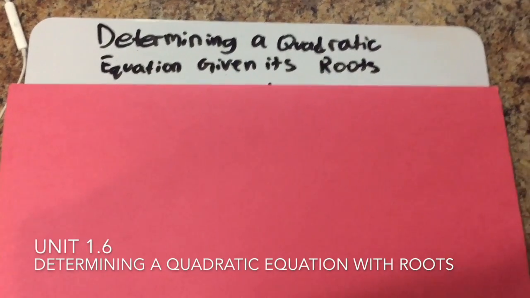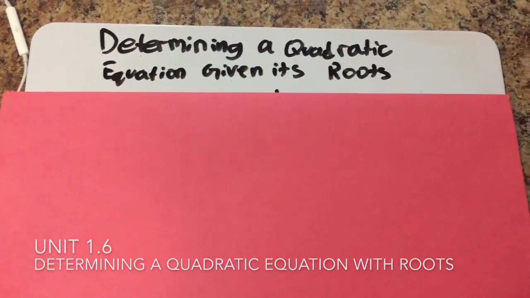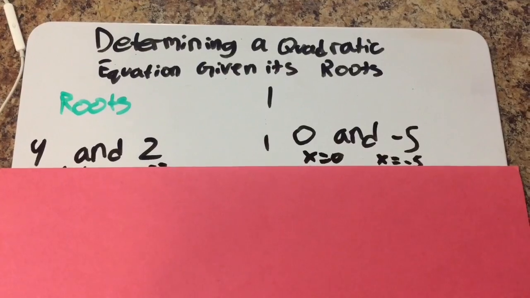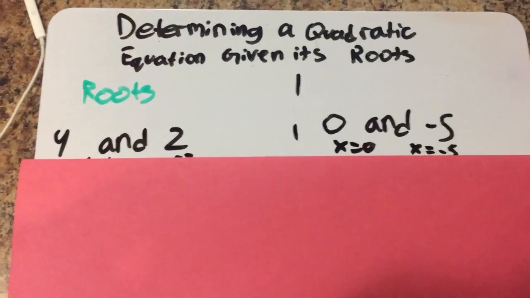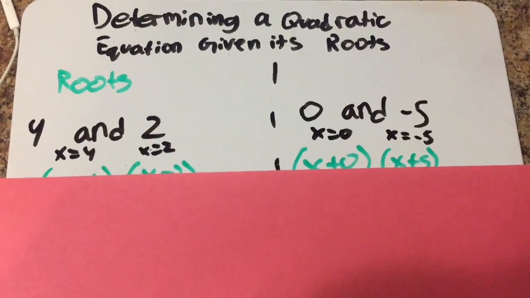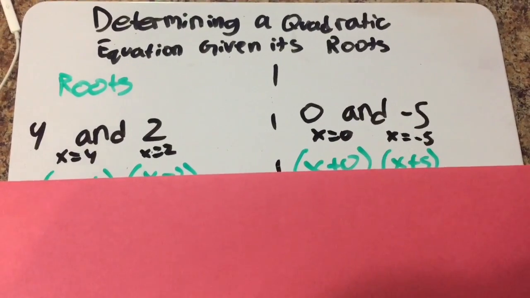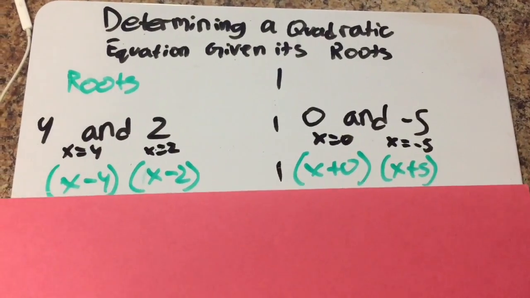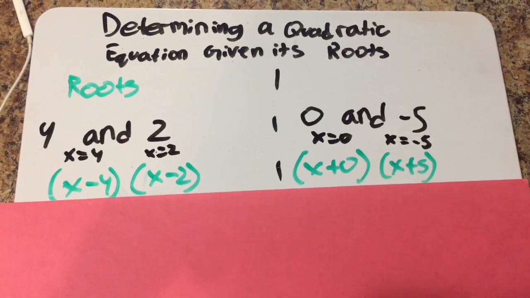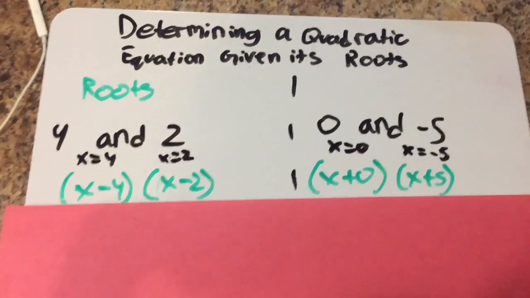Determining a quadratic equation given its roots. This is very simple. So let's get the roots first. Your roots are 4 and 2, and 0 and negative 5. What you have to remember is that it is written as x equals 4, x equals 2, x equals 0, and x equals negative 5. So you have to bring it back to the other side of the equation. So you have x minus 4 times x minus 2, and x plus 0 times x plus 5.